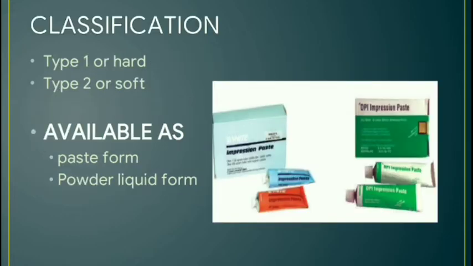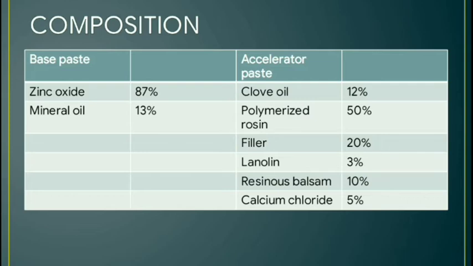Classification. They are classified into two types. Type 1 is also called hard one and type 2 are soft. And it is available in the market as paste form and the liquid powder form. The paste form is available in the two forms, that is base paste and the accelerator paste. Let's see the composition of this paste.